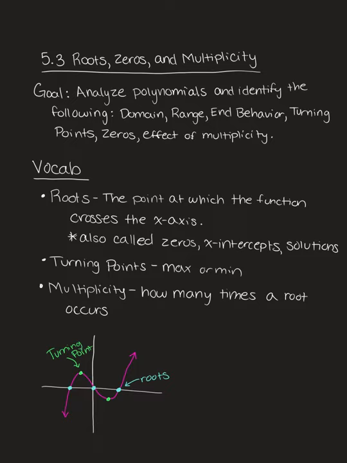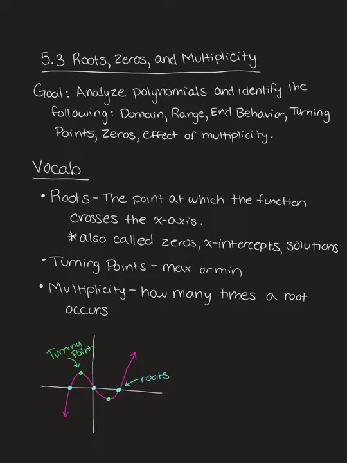The next is turning points. We have discussed those. Those are your maximums or minimums. The next one is multiplicity. This is how many times a root occurs. So a root can occur twice, 3 times, or once. It can occur multiple times, and however many times it occurs, that will affect the graph.